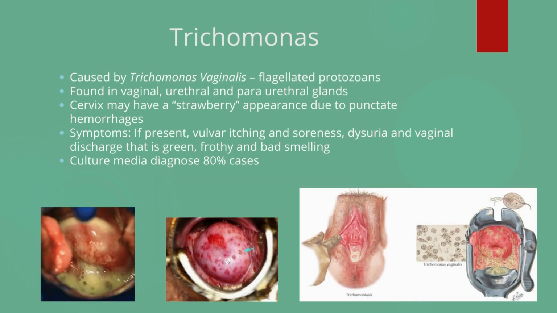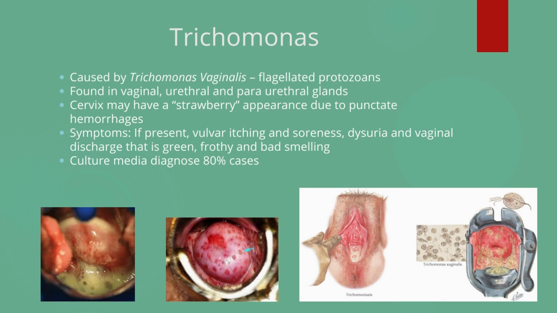It is caused by Trichomonas vaginalis, which is a flagellated protozoan. It is found in vaginal, urethral, and paraurethral glands. The cervix has a classic strawberry appearance due to punctate hemorrhages. You can see that in the second picture, as well as the third. So the speculum exam is very informative. The symptoms include vulvar itching and soreness, dysuria, and vaginal discharge, which is green, frothy, and bad smelling. You can see that in the first picture.